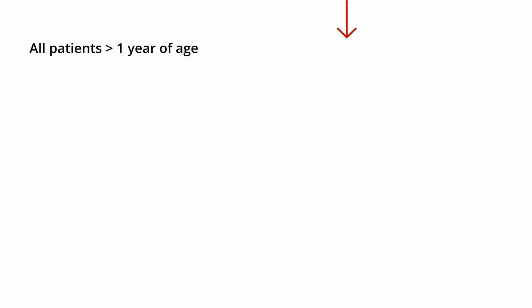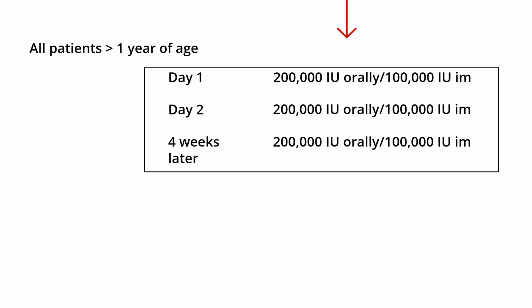How do you treat? This is the treatment dosage for all patients over 1 year of age. The treatment protocol is day 1, 200,000 international units or 2 lakh international units orally, or 1 lakh international units IM. You will repeat the same dose the next day and 4 weeks later. It's very important the 3 doses are given for the patient, not just one dose.